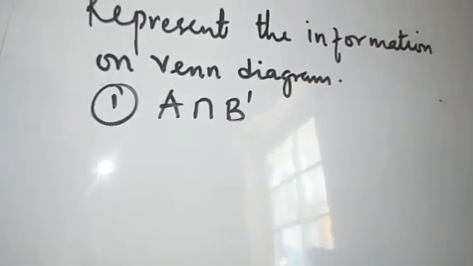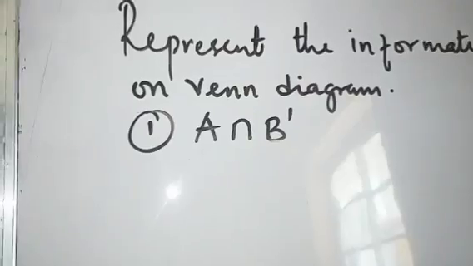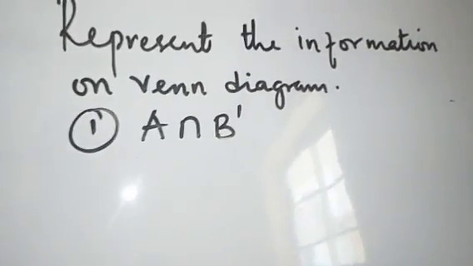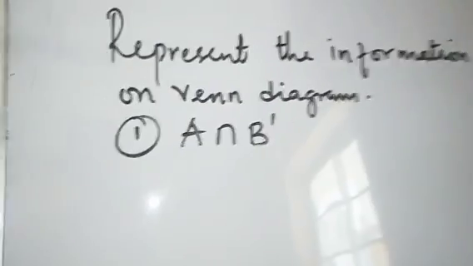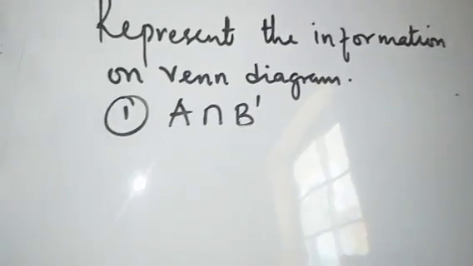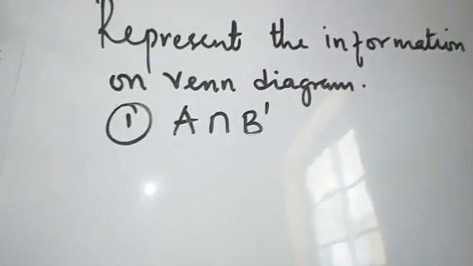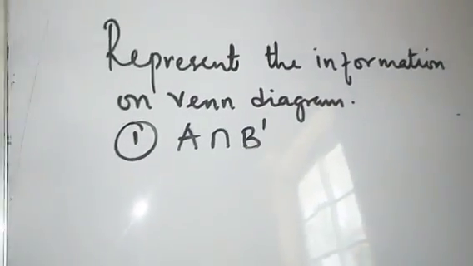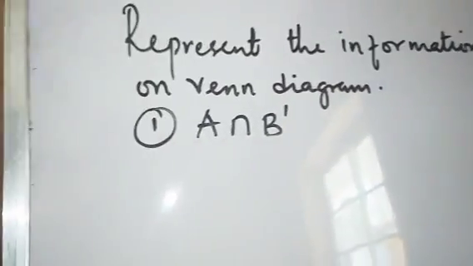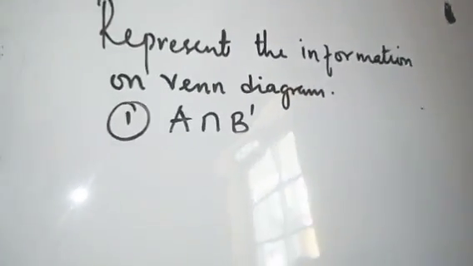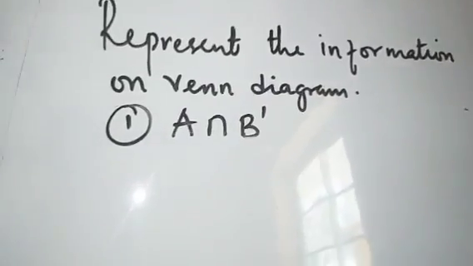For you to represent sets using a Venn diagram, you must understand the set notation very well. Intersection simply means what is common in two or more sets. Union is the combination of the elements in two or more sets, while prime means those elements that are not in a given set but are in the universal set. So here the first one says A intersection B prime.